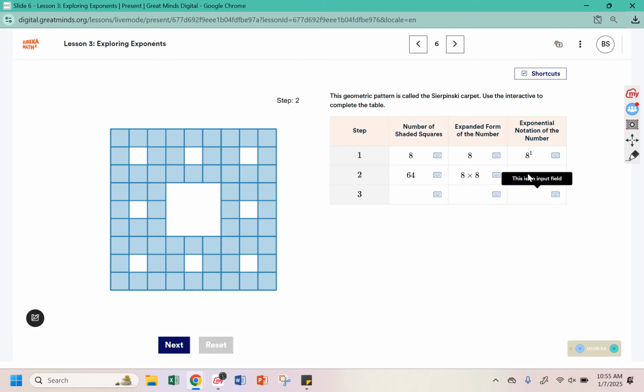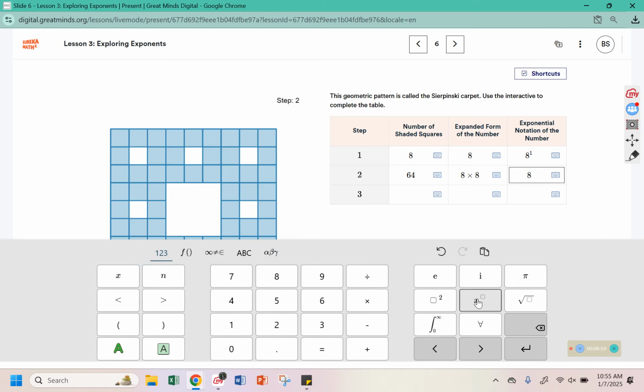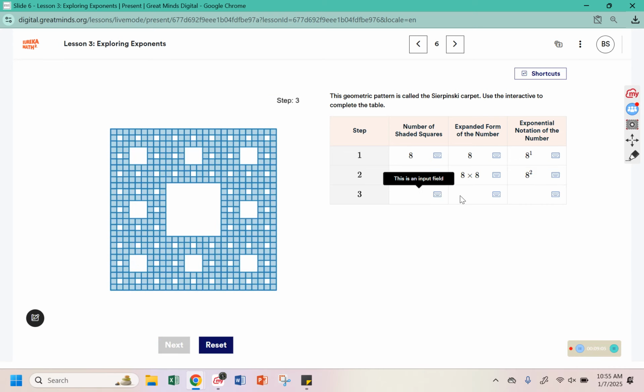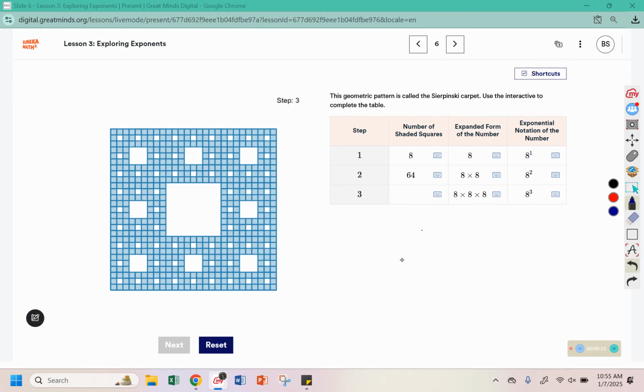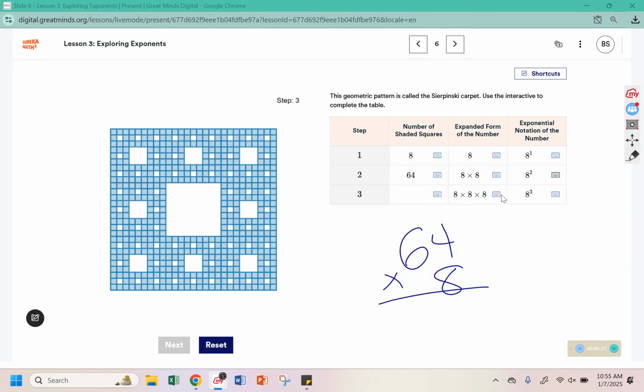And in exponential form, we would write it as 8 to the second power, because there are two 8s being multiplied together. For step 3, we would multiply another 8 in there. So we'd say 8 times 8 times 8, and this would be 8 to the third power. If we did 64 times 8, that would tell us what number goes here, which is 512.